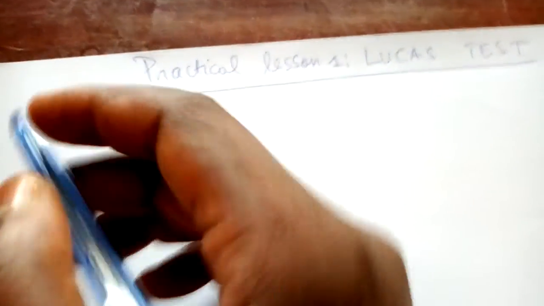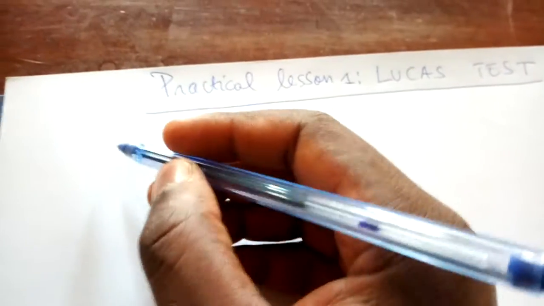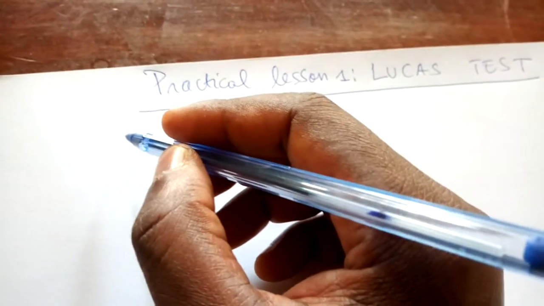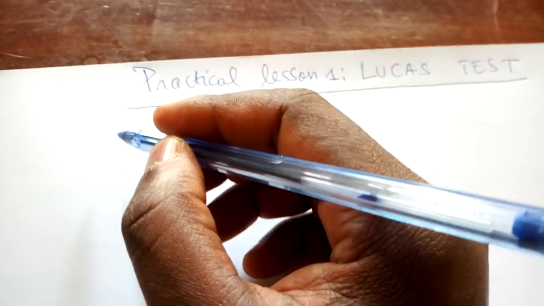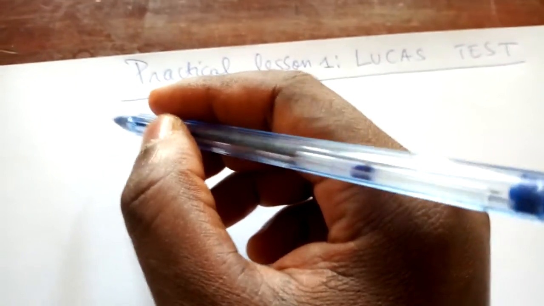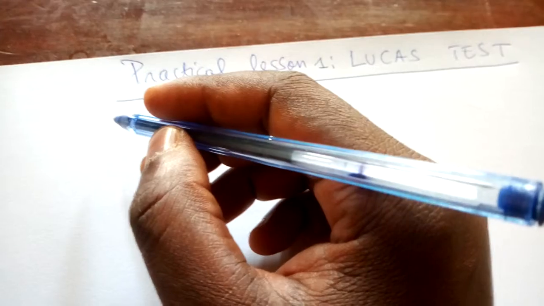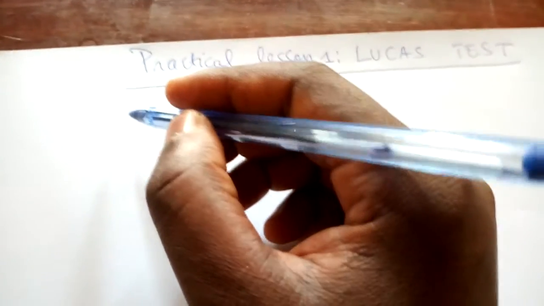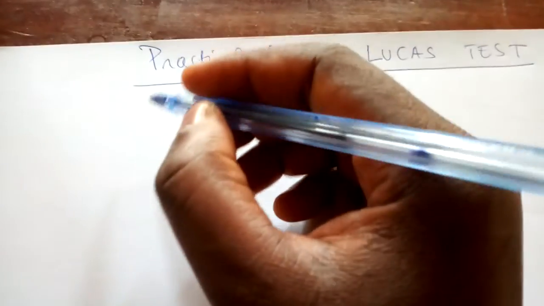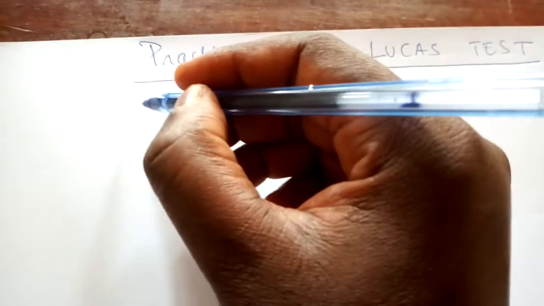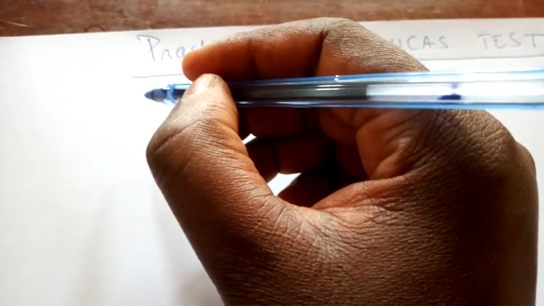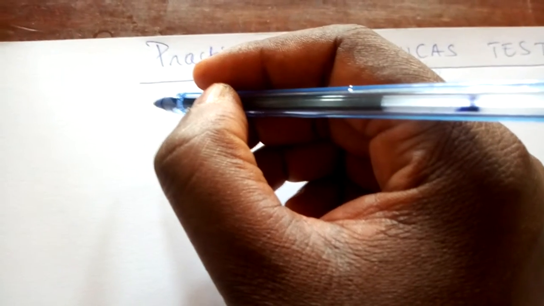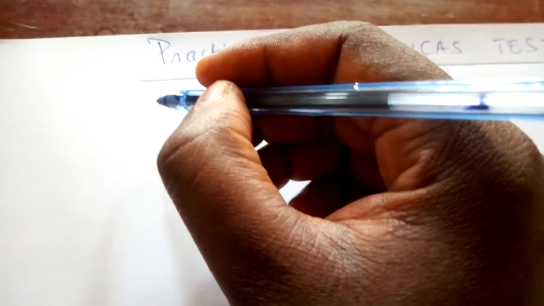Now I want to discuss the practical lesson. Even though we are not in a laboratory, we can remember how we can proceed when we are carrying out some experiment activities. The practical activity of today is the Lucas test. The Lucas test is used to distinguish, by experiment, or to identify different classes of alcohol.